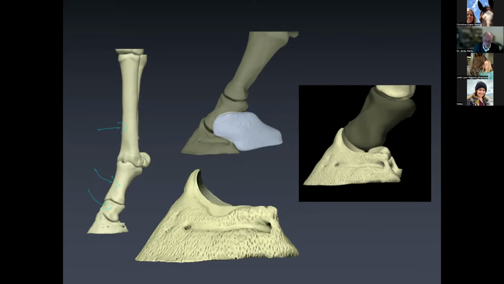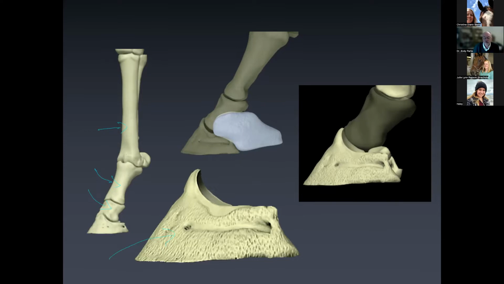The coffin bone, distal phalanx, whatever you like to call it, is very different. It's not a cylinder at all. It's basically sort of a triangle in 3 dimensions, and it has various surfaces, the most obvious one of which is this surface right here.